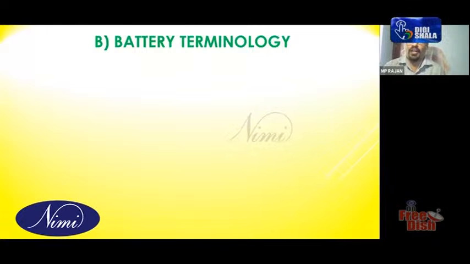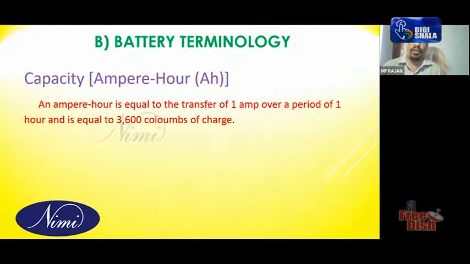As and when required, the battery will supply, especially at night. At night, as we discussed, there is no sunlight, so there is no supply. So we can use the battery charge to give supply to our appliances after converting it from DC into AC. So we should know the battery terminology.